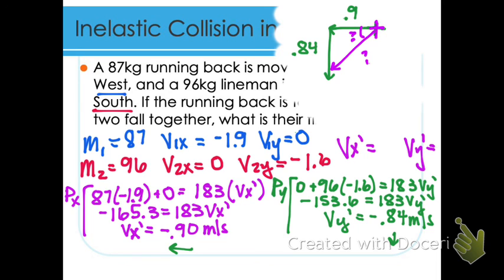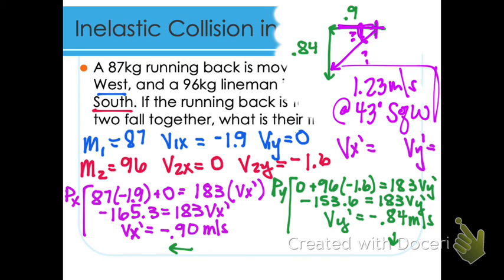0.9 squared plus 0.84 squared. So 1.23 meters per second. Is that what you had? Second tangent of opposite, 0.84, divided by adjacent, 0.9. That gives me 43 degrees. What is it here? South. Good. Very good. South of west. 43 degrees south of west. Could have also had 47 degrees west of south. All right. Very, very good. What questions do we have?